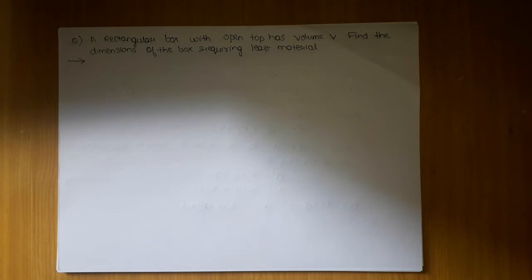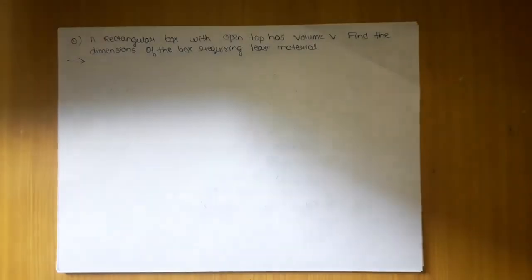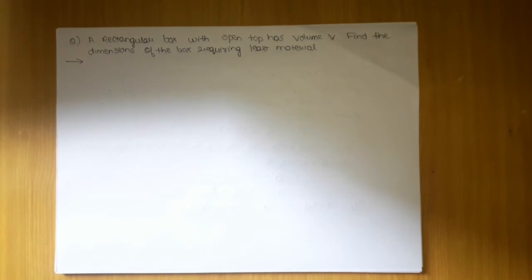So we want to find the dimensions. Suppose I want to cover this box. There is a rectangular box, I need to cover it. How am I going to cover it so that it takes the minimum material? So to do that, my aim is to minimize. Okay, how are we going to do this?